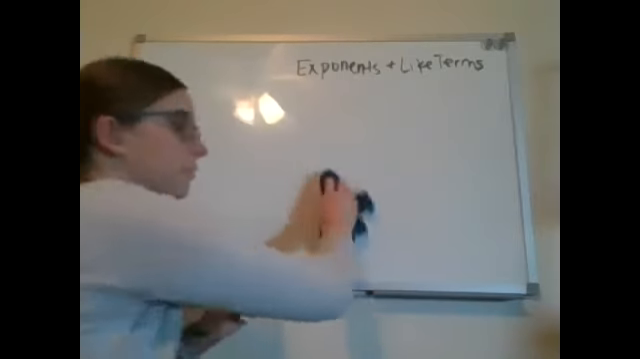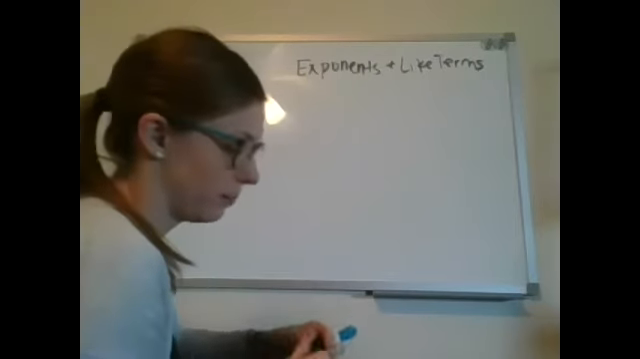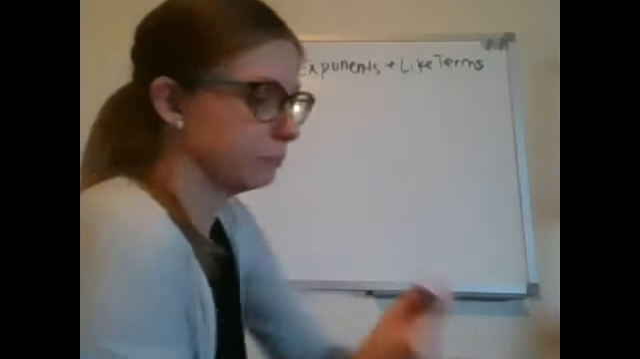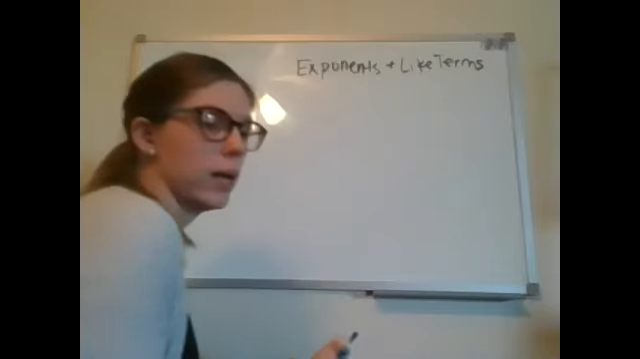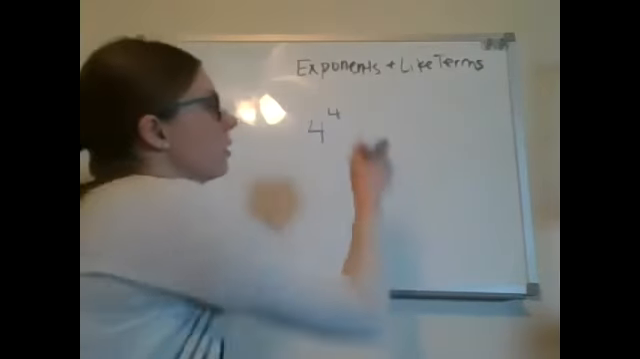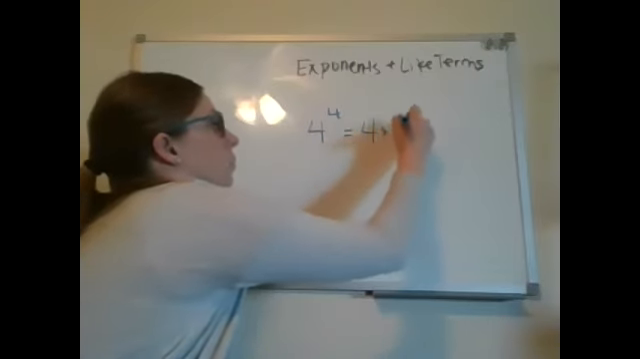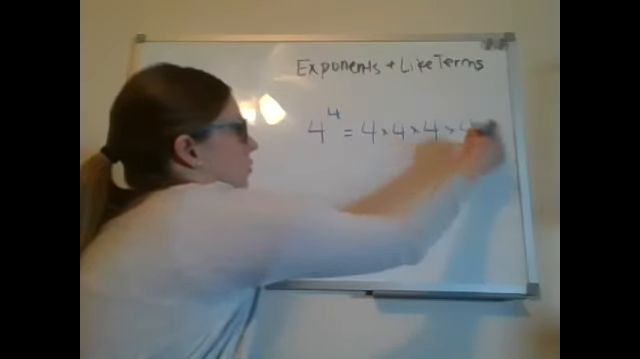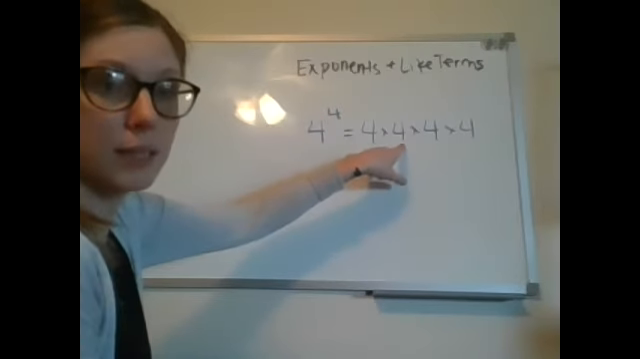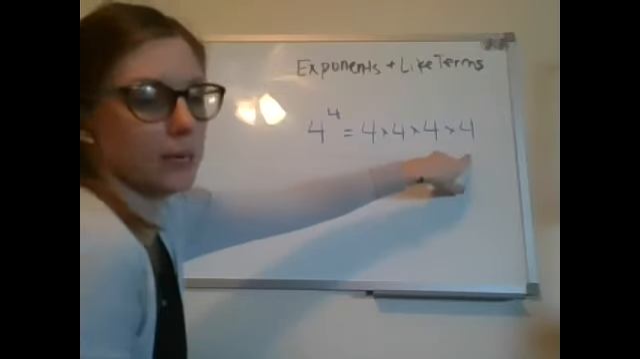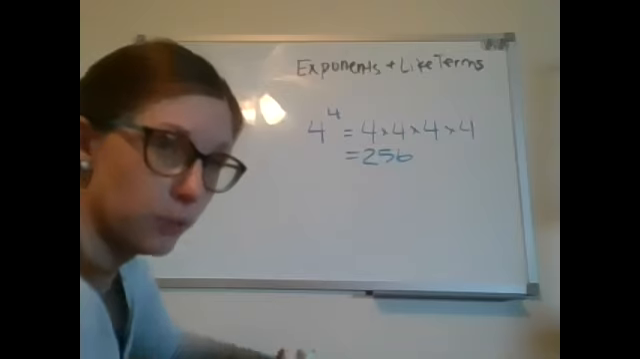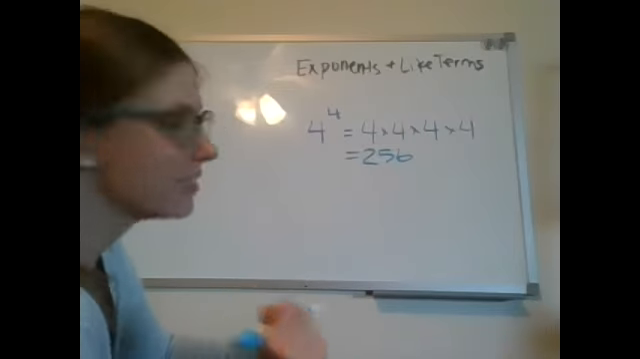Let's look at how to evaluate the power. So I ask you to evaluate a power, and I give it to you as, let's do this one, 4 to the 4th. This means you have 4 times 4 times 4 times 4. 4 times 4 is 16, times 4 is 64, times 4 is 256. And if you don't know that, you can use a calculator. That's okay, I don't mind.